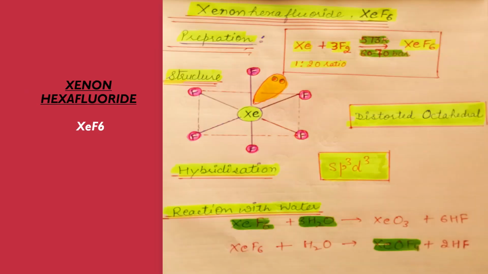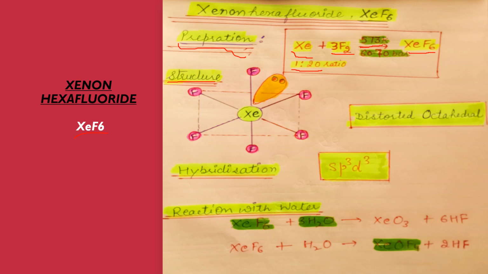Xenon hexafluoride. How is xenon hexafluoride prepared? Xenon hexafluoride is prepared by heating xenon and fluorine in the molar ratio of 1:20 at a temperature of 573 Kelvin and pressure 60 to 70 bar to give xenon hexafluoride.